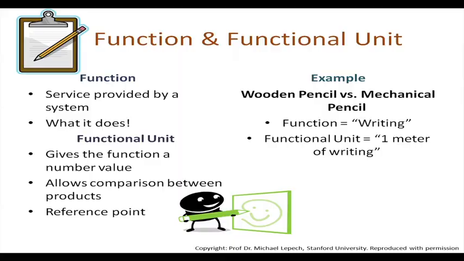And similarly, we can say for the mechanical pencil, say one mechanical pencil may go for 10,000 or 20,000, 50,000 meters of writing, and then we can bring it down to what it would be for 1 meter, and then we can compare. So that's what we call comparing apple to apple. Both of them are giving us a function of 1 meter of writing. So in this case, things are much easier to do. In some other cases, things may not be that easy. We'll talk about that in a minute.